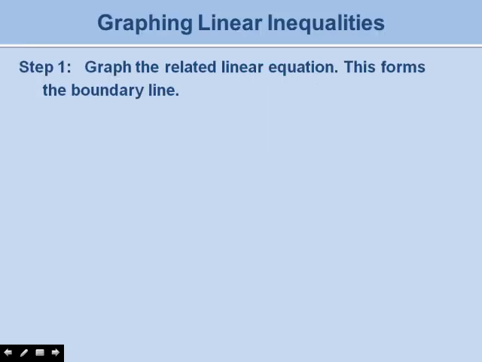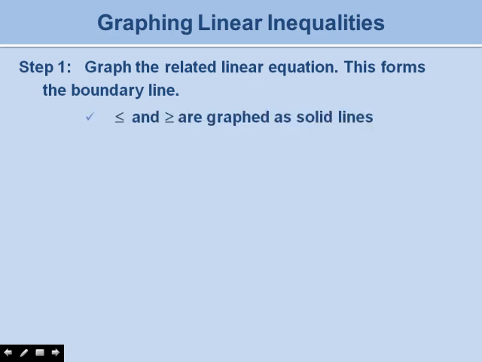Now we're going to look at how to graph a linear inequality. So for step 1, what we're going to do is look at our inequality. If we replace the inequality symbol with an equal sign, then we have a linear equation. What we're going to do is graph that linear equation, and that will give us the boundary line for our solution.